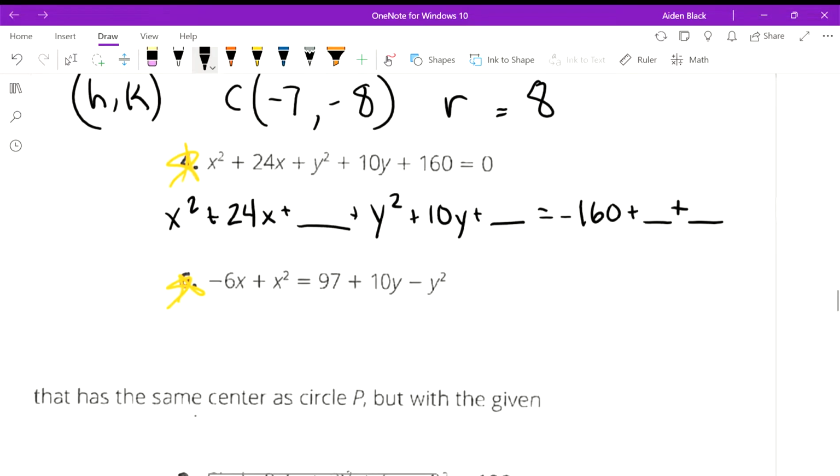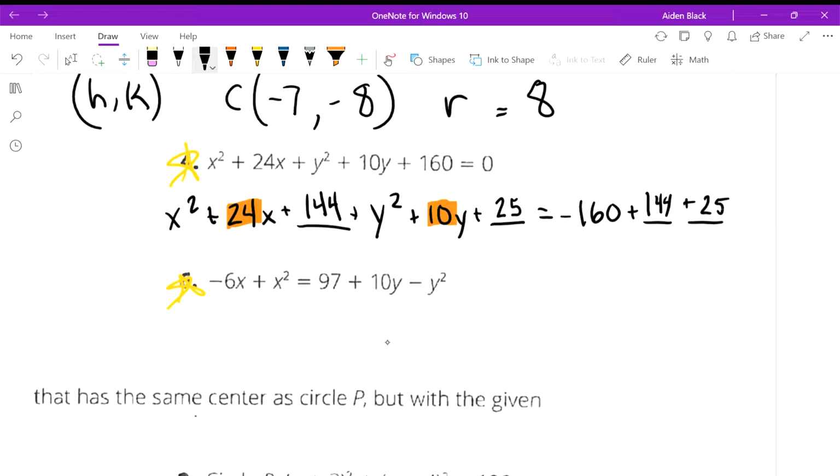What is the number that we add to the first box, this box, and this box? Well, we take this value right here, cut it in half, and square it. When we get to the y's, we'll do the same thing. So half of 24 is 12. 12 squared is 144. So we get 144. Got to add it to this side as well. And then half of 10 is 5. So 5 squared is 25.